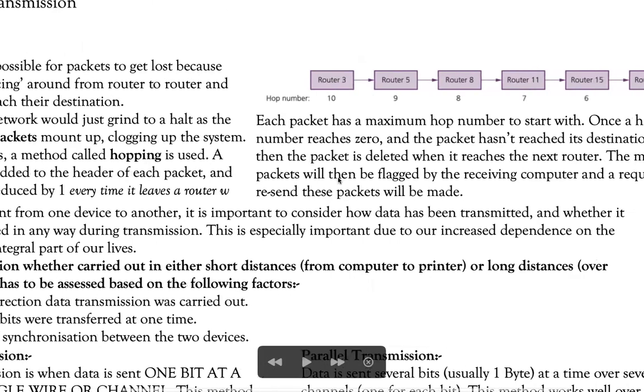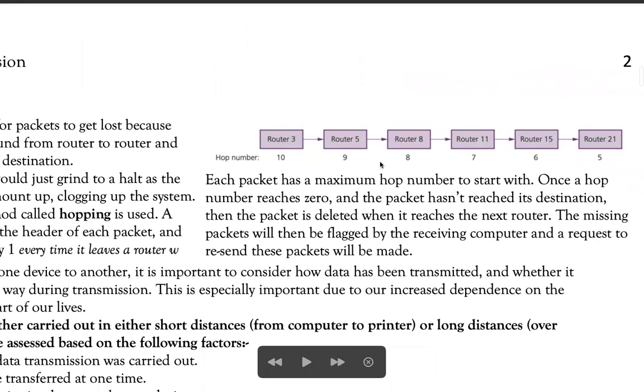Basically, a hop number, for example, as you can see here in this diagram, the hop number assigned to each packet is, say, 10. What that means is that each time a packet bounces from one router to the next, the hop number is decremented by 1. Now, 10 is just one example. It could be a bigger number than this, but let's just say the hop number is 10 for this particular example. A packet is assigned a hop number of 10.